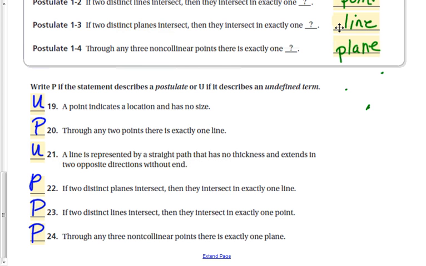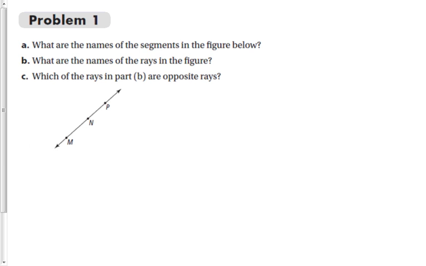How'd you do? You should have used those postulates that we just wrote to do number 20, 22, 23, and 24. The other things are undefined terms. All right, so problem one, what are the names of the segments in the figure below? What are the names of the rays in the figure? Which of the rays are opposite rays?